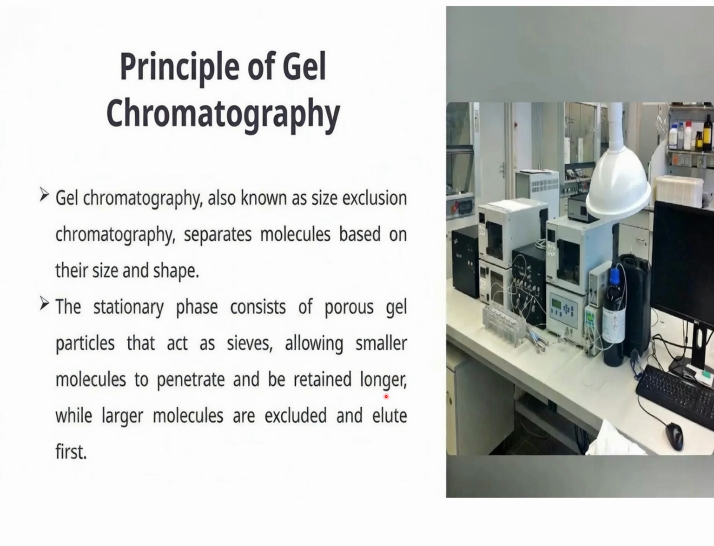So let's see the principle of gel filtration chromatography. It separates molecules based on their size and shape. The stationary phase consists of porous gel particles that act as sieves, allowing smaller molecules to penetrate and be retained longer, while the larger molecules are excluded and elute fast.